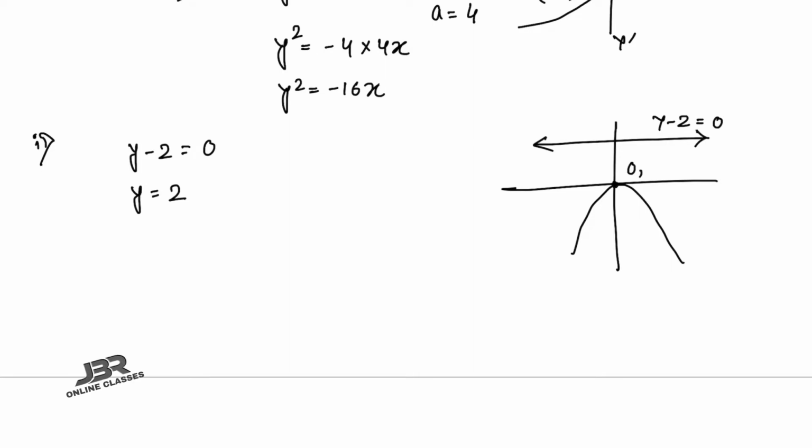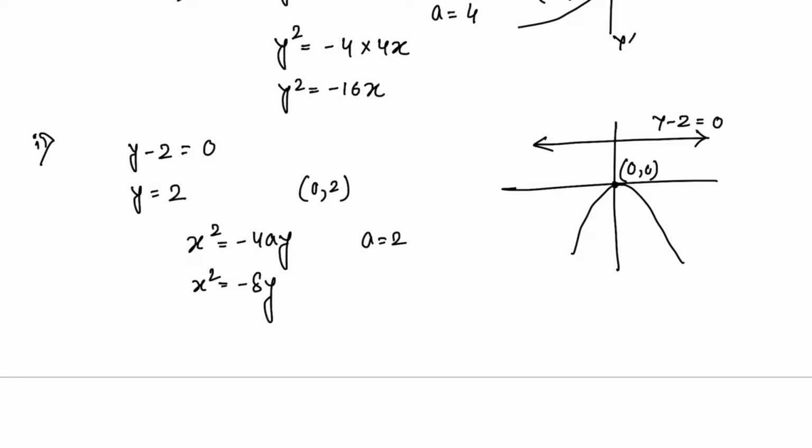This one here, the vertex, it's 0, 0. Clear? So the axis of the parabola will be the y axis. Remember that? Okay, the axis of the parabola will be the y axis. So let the directrix meet the y axis at the point 0, 2, because here y equal to 2, so 0, 2. Then the required equation will be x square equal to minus 4ay. And here a equal to 2, so that means here minus 8y. So x square equal to minus 8y, that is your required equation.